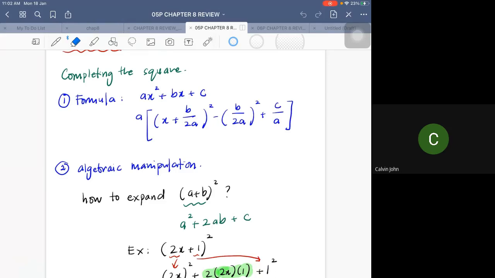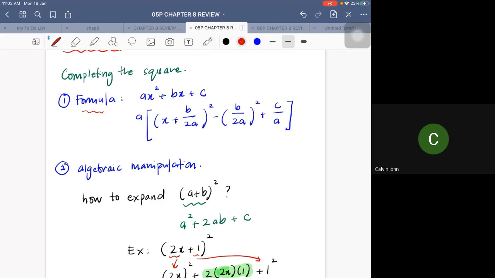And recently, so my colleague ajarkan saya like a couple of years before macam mana nak buat completing the square tanpa menggunakan formula. And ever since saya dah tak pernah dah pakai formula. So when we were in school, so we were taught how to do completing the square menggunakan formula, and this is going to be the formula.